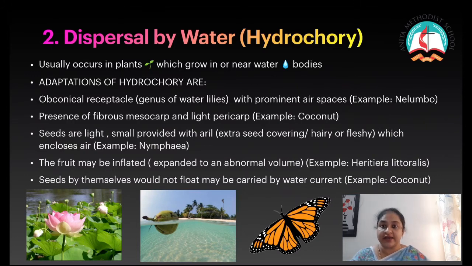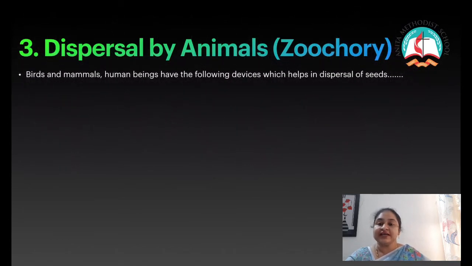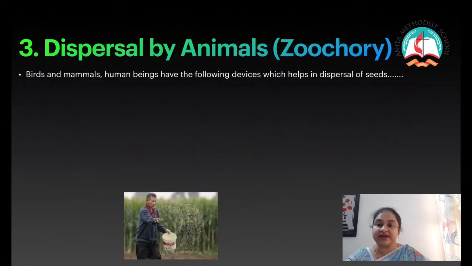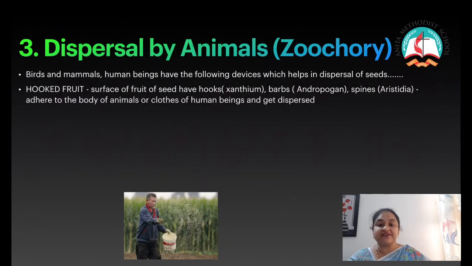The third type of dispersal is by animals, which is also called zoochory. Here, the birds and the mammals and sometimes even the human beings have the devices which help the dispersal of seeds. So what are those devices?